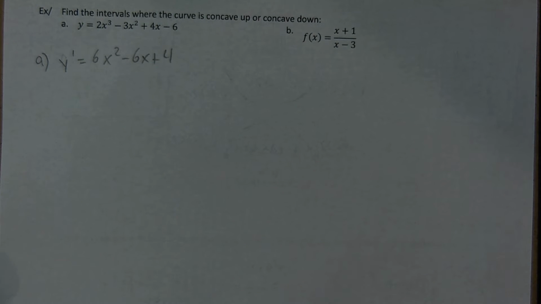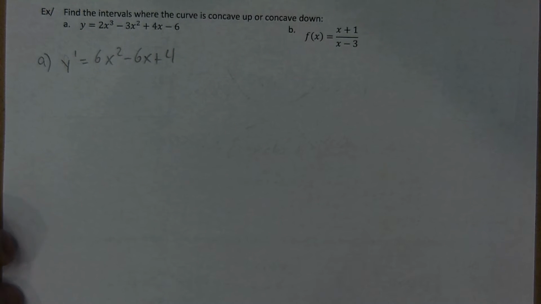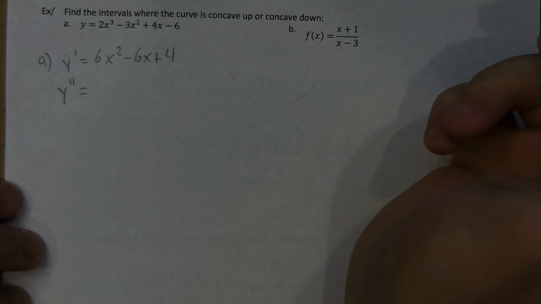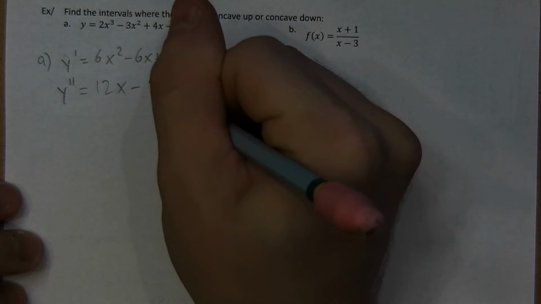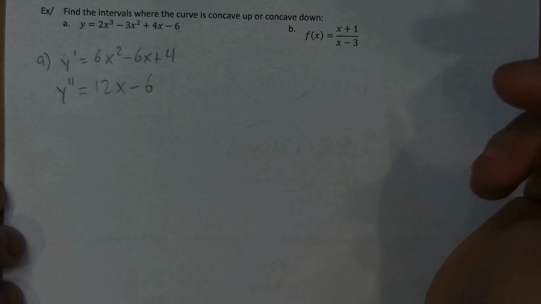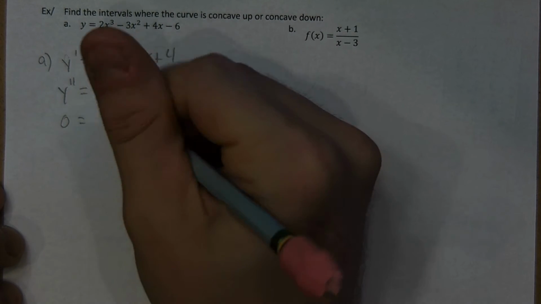We haven't been asked to find any turning points or stationary points, so we're not even going to bother. We're going to jump straight to the second derivative now. Again, power rules are in place. 2 comes down, 12x minus 6. Now you set that equal to 0 and factor. Got a GCF of 6.